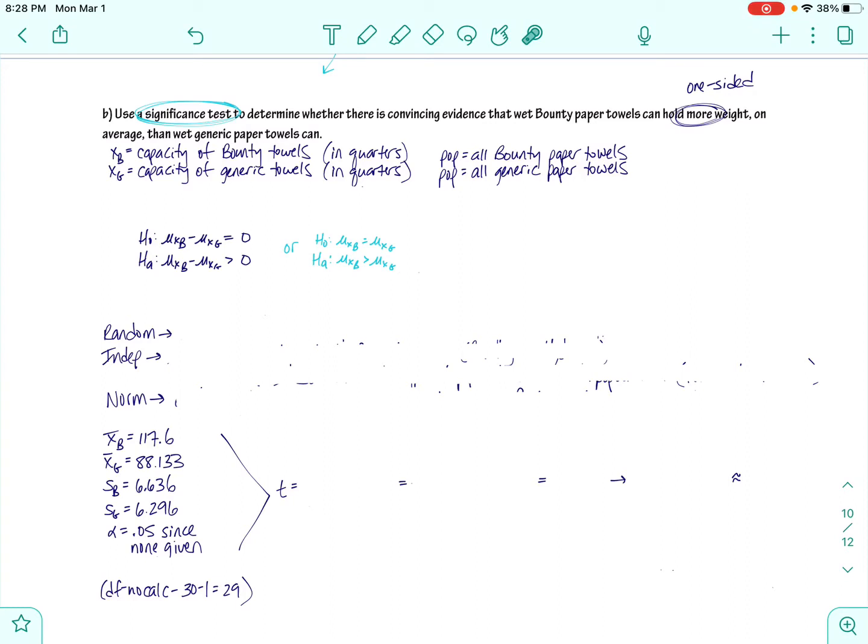And my alternate hypothesis is: is Bounty better? Can it hold more quarters? So when I subtract generic from it, is that difference greater than 0? There is our one-sided alternate hypothesis.